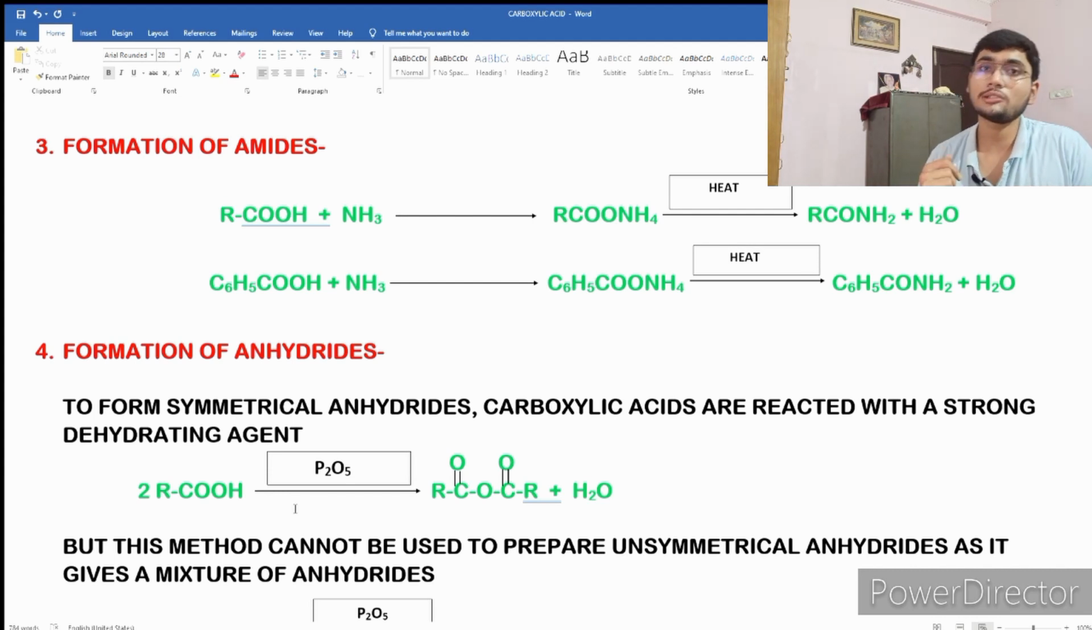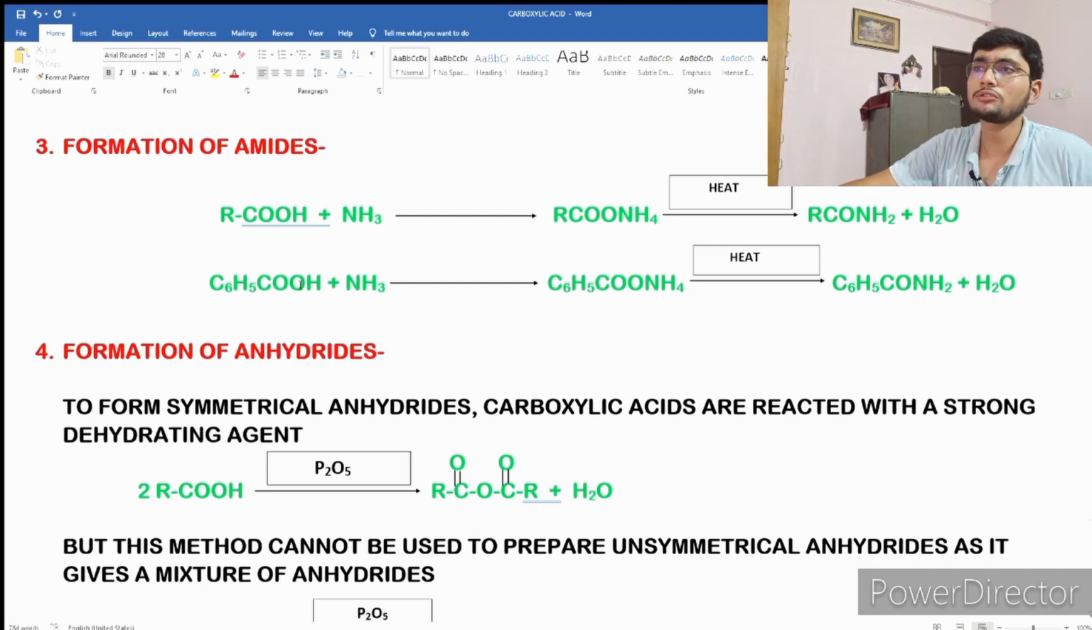as a product. So let me show you that this is a carboxylic acid and this is ammonia. When you react them, basically the ammonium salt of the carboxylic acid will be formed. Now by heating it, the water will get lost and we will get the desired amide.